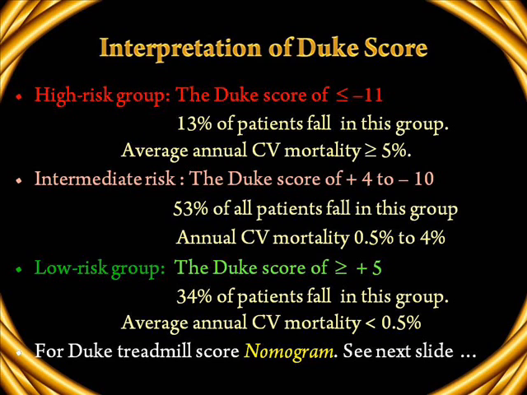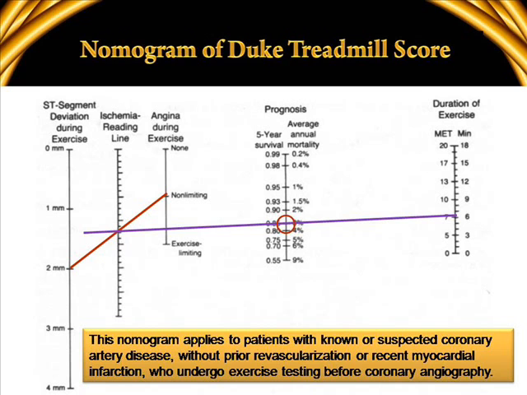In fact, there is a nomogram called the Duke treadmill score nomogram, which we can see in the next slide to interpret the results of the Duke score. This is the nomogram of Duke treadmill score. This nomogram is applicable to patients with known or suspected CAD without prior revascularization or recent MI who have undergone ETT before the coronary angiography.